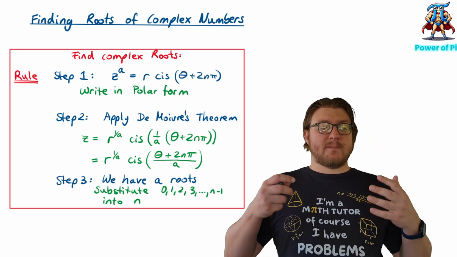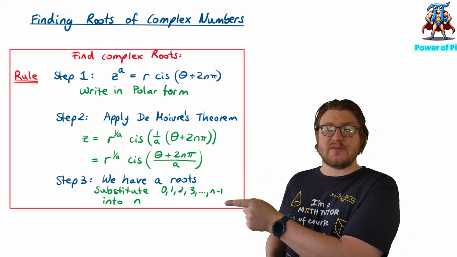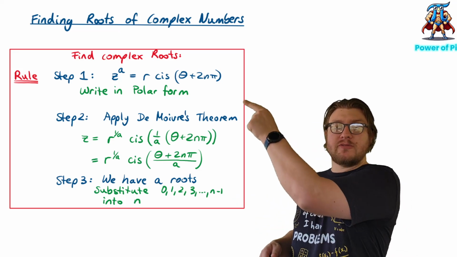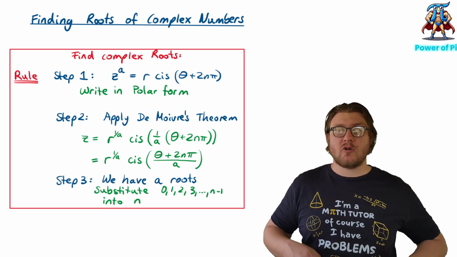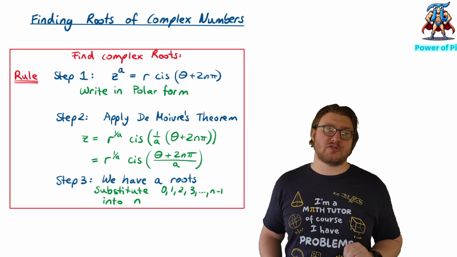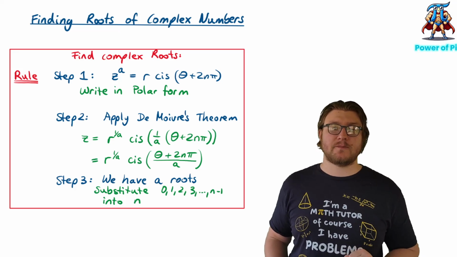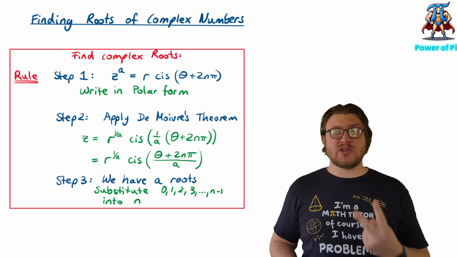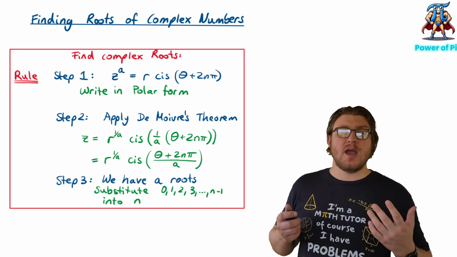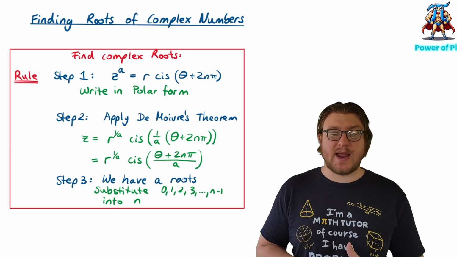Now, once we have applied the theorem, we then need to substitute in values for our n. And that depends on what the value is for the power. Remember, if we have z to the power 4, we're expecting 4 roots. If we have z cubed, we expect 3 roots. Something with a squared, as a parabola or a quadratic has 2 roots. So whatever the value is, that's how many solutions we expect.